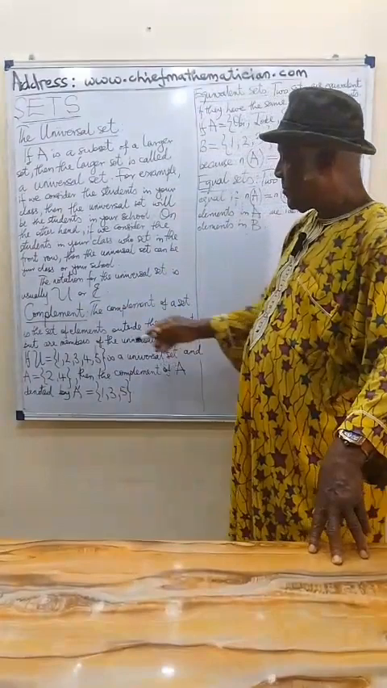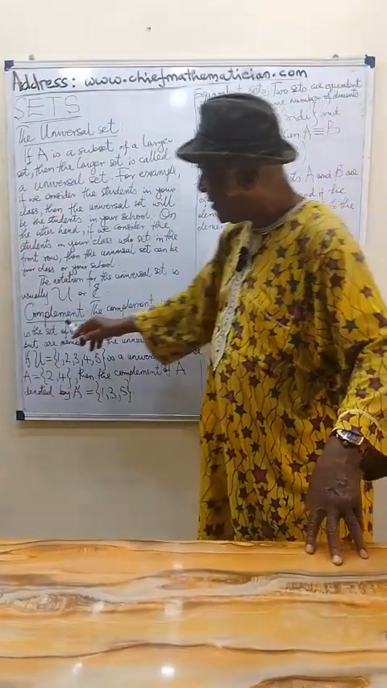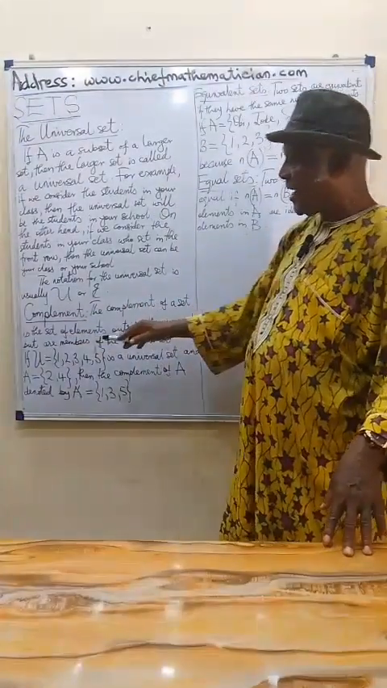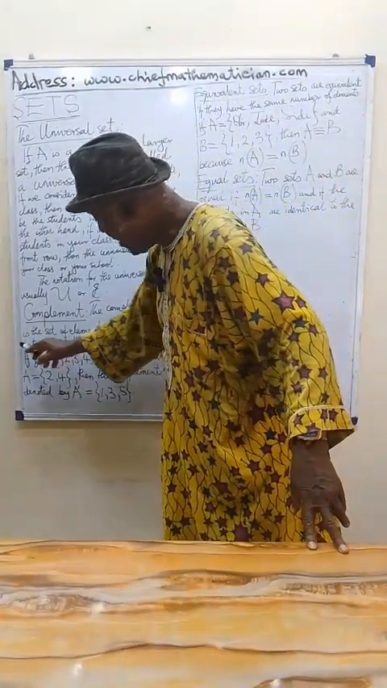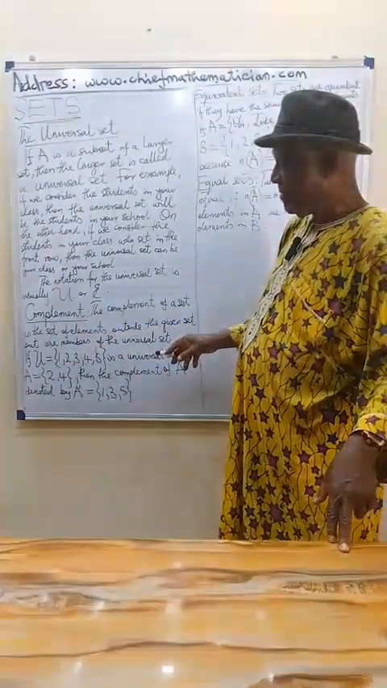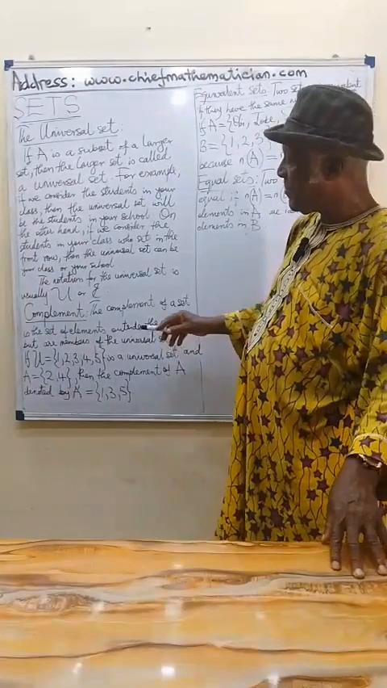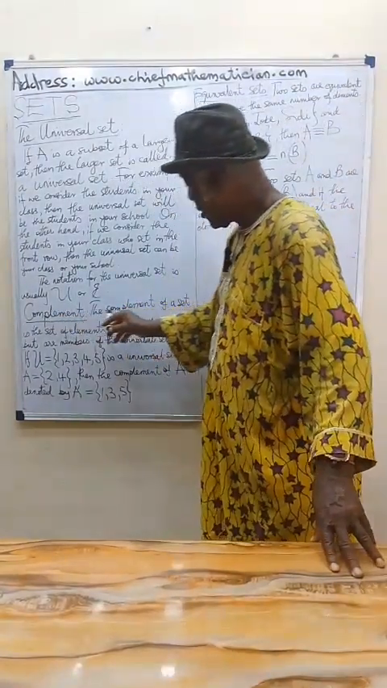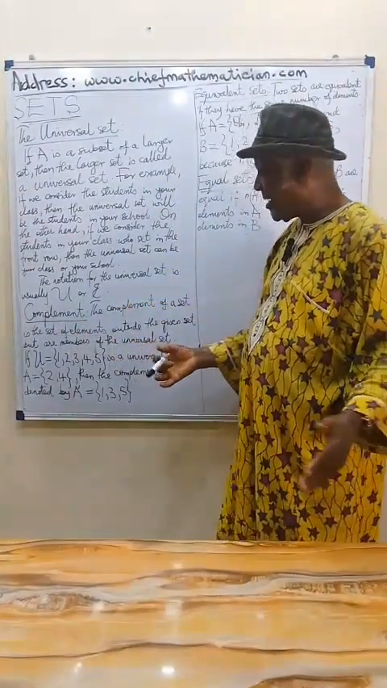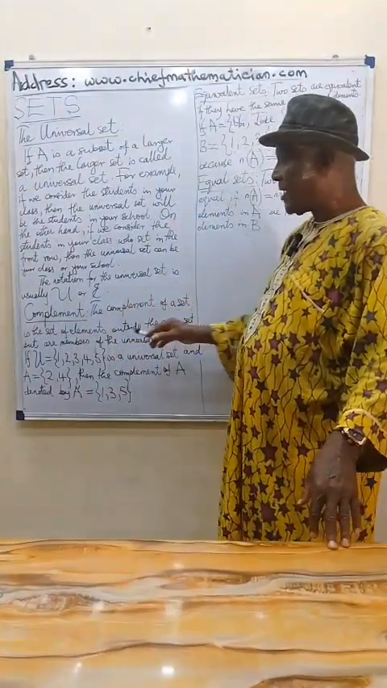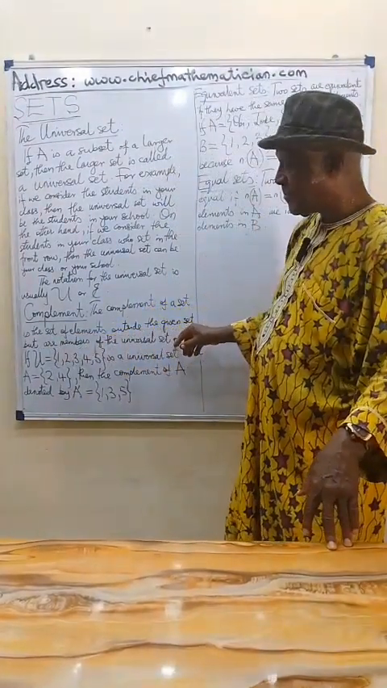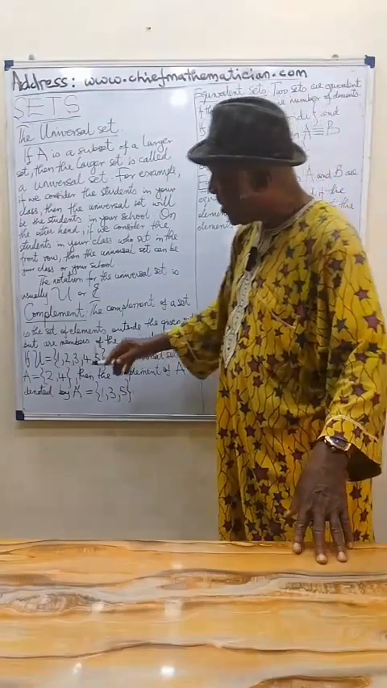Complement. The complement of a set is the set of elements outside the given set but are members of the universal set. Let's take it again. The complement of a set is the set of elements outside the given set but are members of the universal set. I think this example will show it.